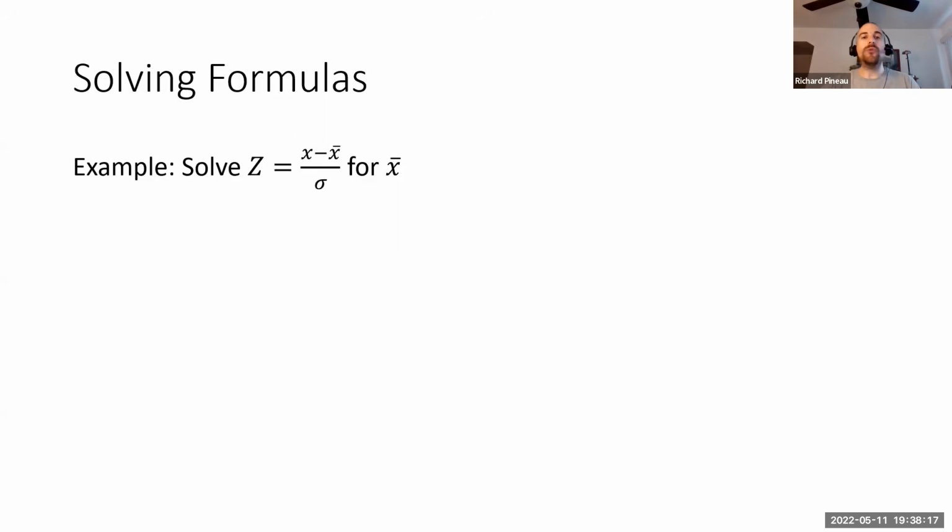Z is equal to x minus x bar divided by sigma. And what we want to do is solve this for x bar. Okay, so x bar has a little bar on top of it, different than x. So what I'm going to do is treat z, x, and sigma as numbers. So my goal is to get x bar by itself. So I want x bar equals something. So I'm going to clear fractions. So I'm going to multiply by sigma on both sides.